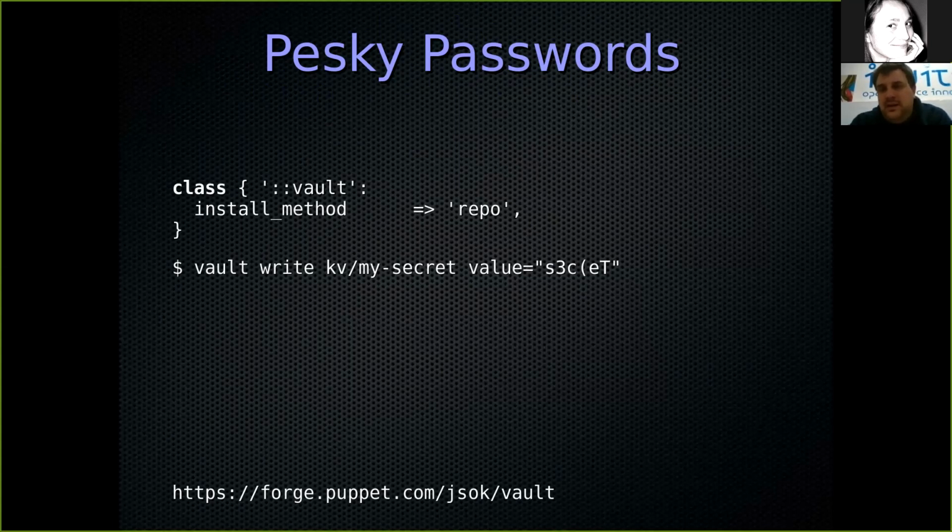So HashiCorp provides a very nice open source tool called Vault, which is a password secrets manager where we can offload the secure storage of these passwords. Again, Puppet code, it's very simple. It's a module we can find again on the Puppet Forge.